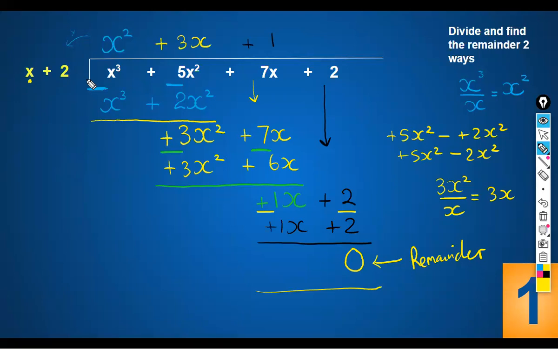Right? And if they ask you what is the remainder or what is your proof of that, well, you could say the remainder was 0 and you have all your working to show it. Now notice something.